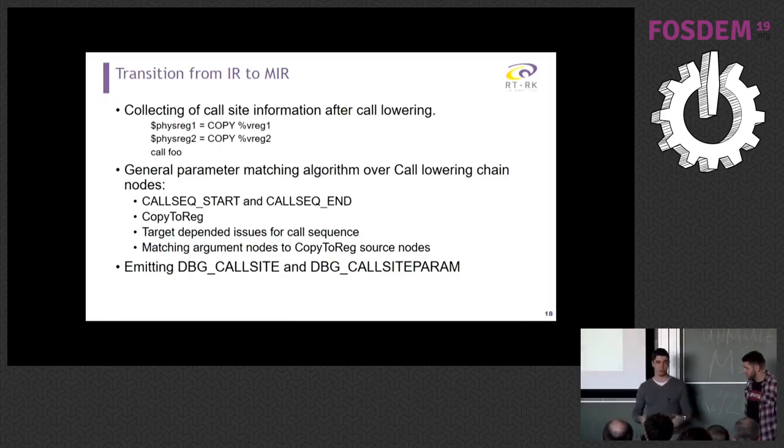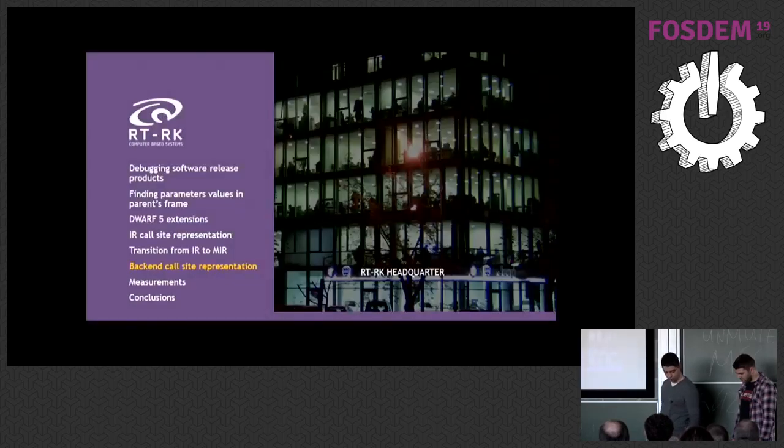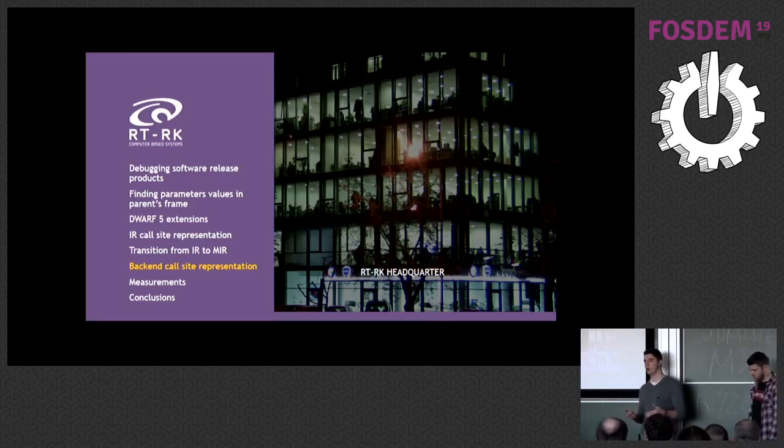This algorithm could be lowered to the target-specific level, more precisely to the level where the call sequence is being generated. So once we have matched these nodes, we just preserve them in the instruction selection representation of the call site, and later we emit them as DBG call site and DBG call site param pseudo instructions. So our backend implementation pretty much relies on how the DBG value pseudo instruction is handled.